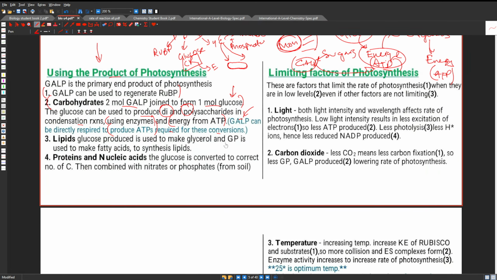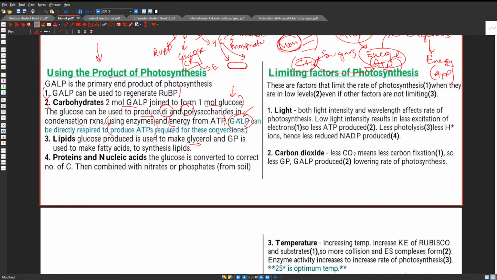How are we looking? We're looking pretty good. So, yep, that's a fun fact. I was thinking about it: since GALP is a sugar, can we use that to form ATP? Yep, we can. Lipids: glucose produced is used to make glycerol, and GP is used to make fatty acids to synthesize lipids.